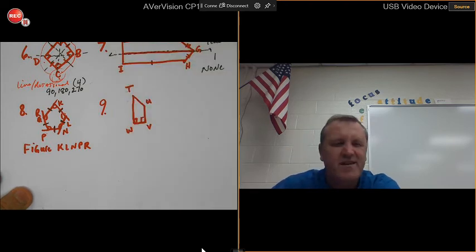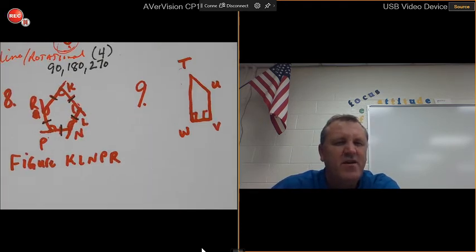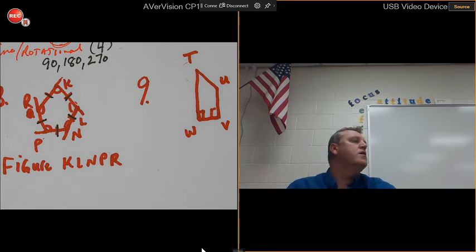No? Let me focus in a little bit. Anybody know what those dashes mean? Carter? No? Yes, Maggie's right. All those lines that have one single dash, those are congruent.